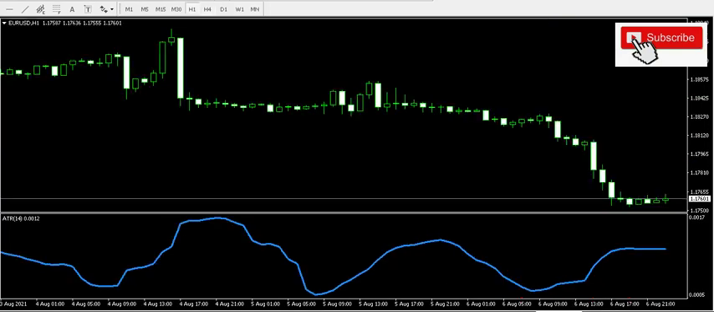I'm talking about EUR/USD or GBP/USD. You just plot your ATR value and, for that particular candle, get the ATR value and subtract or add as the case may be.